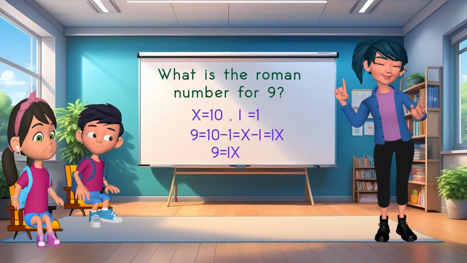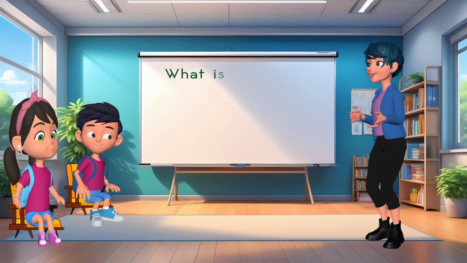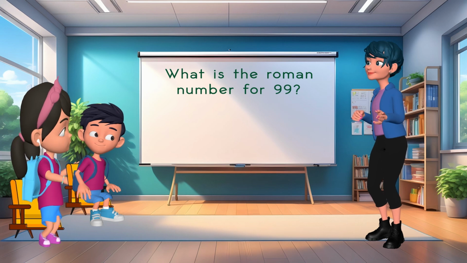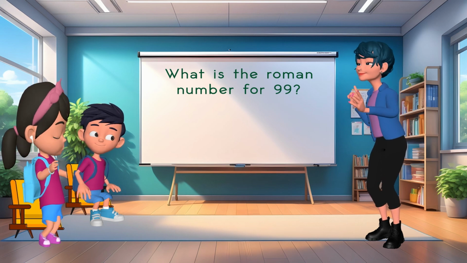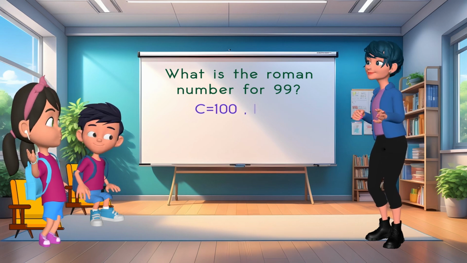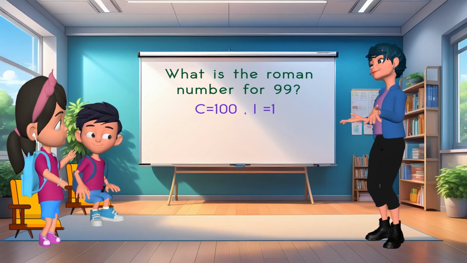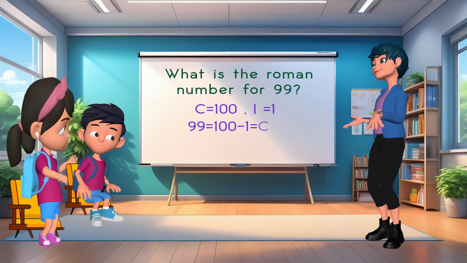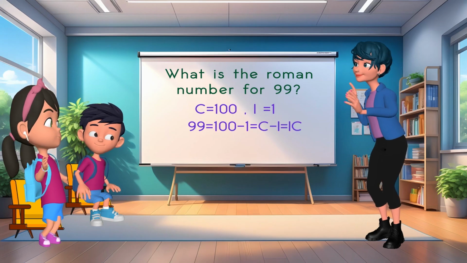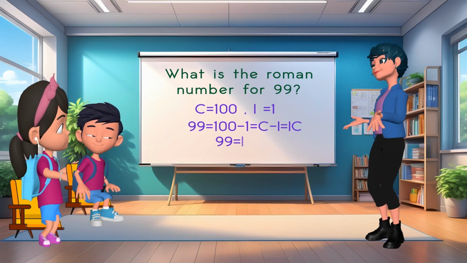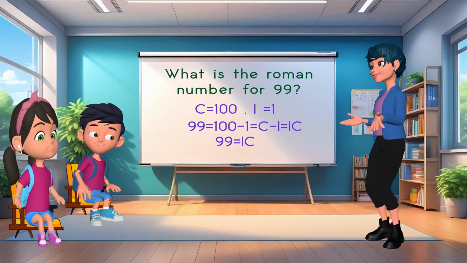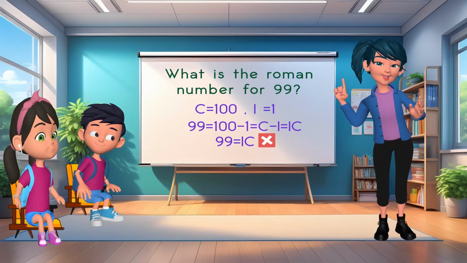Now next question, can you tell me, what is the Roman number for 99? I think it is the same. We know, C stands for 100 and I stands for 1. Therefore, 99 equals 100 minus 1 equals C minus I equals IC. That is 99 equals IC. Thanks for your answer, but your answer is not correct. Let's see, why?